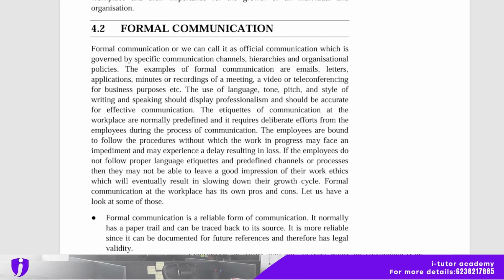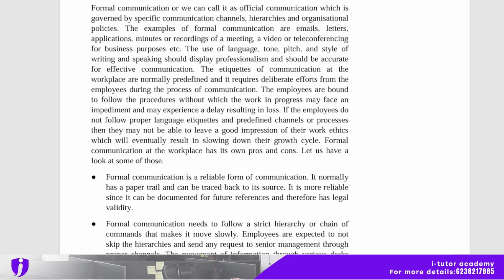So let's start with formal communication. What is formal communication? Formal communication, or we can call it official communication, is governed by specific communication channels, hierarchies, and organizational policies. So what is included in formal communication is that there is one specific channel, hierarchies, and organizational policies involved. Examples of formal communication are emails, letters, applications, minutes and or recording of a meeting, a video or teleconferencing for business purposes, etc.